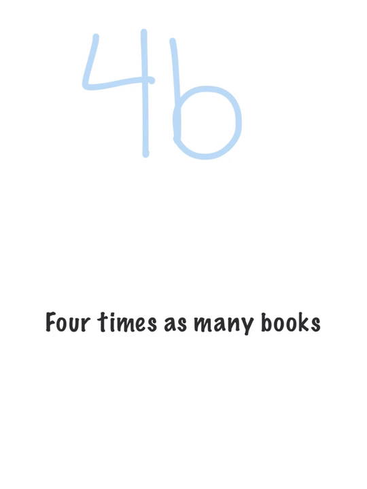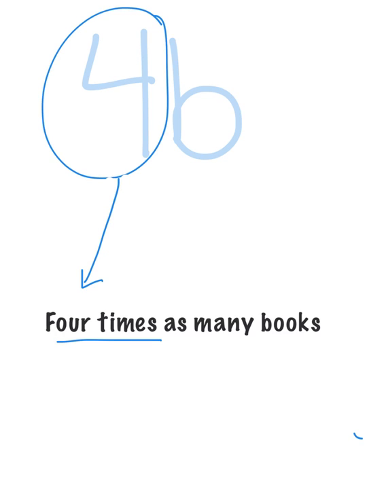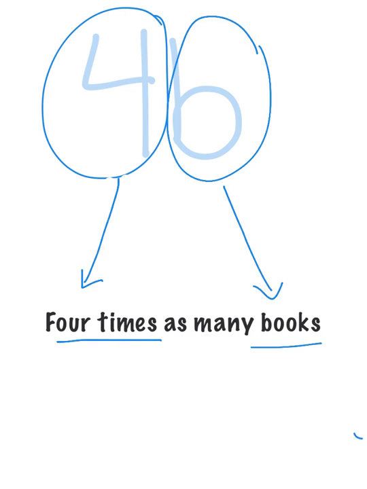The next example is the expression 4B. This expression is showing me 4 times as many books. The 4 multiplying to your variable B is representing 4 times, and your B is showing you books. So 4 times the amount of books.